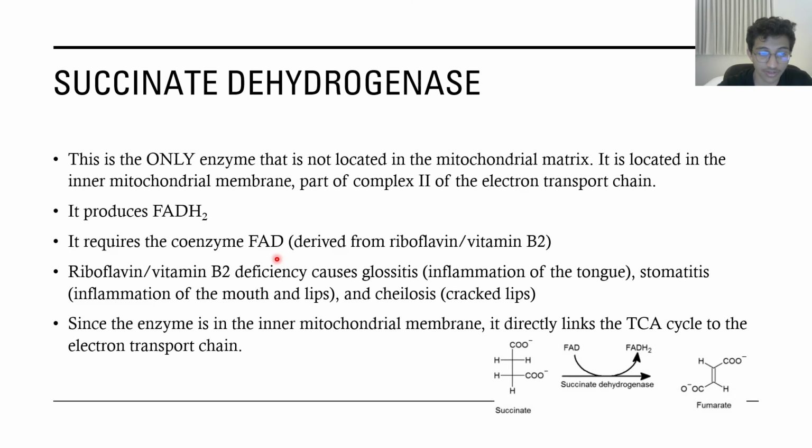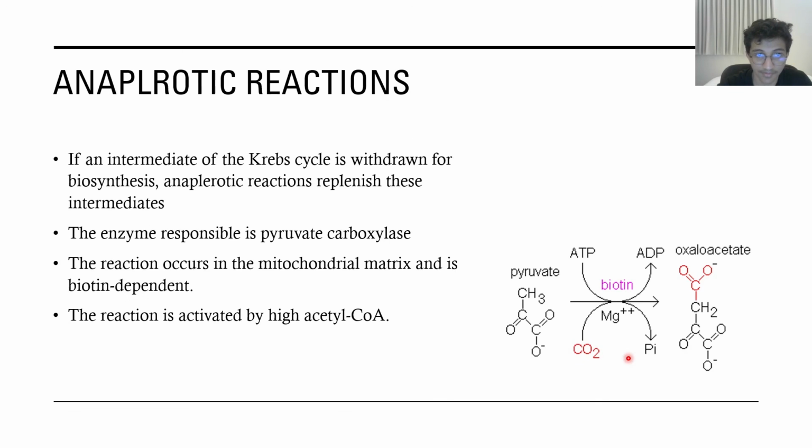And in the case of riboflavin or vitamin B2 deficiency, the symptoms are glossitis, which is inflammation of the tongue, stomatitis, inflammation of the mouth and lips, and cheilosis, which are cracked lips. And since this enzyme is in the inner mitochondrial membrane, it directly links the TCA cycle to the electron transport chain. Since the electron transport chain is in the inner mitochondrial membrane, FADH2 just stays where it is. So it doesn't have to move anywhere.